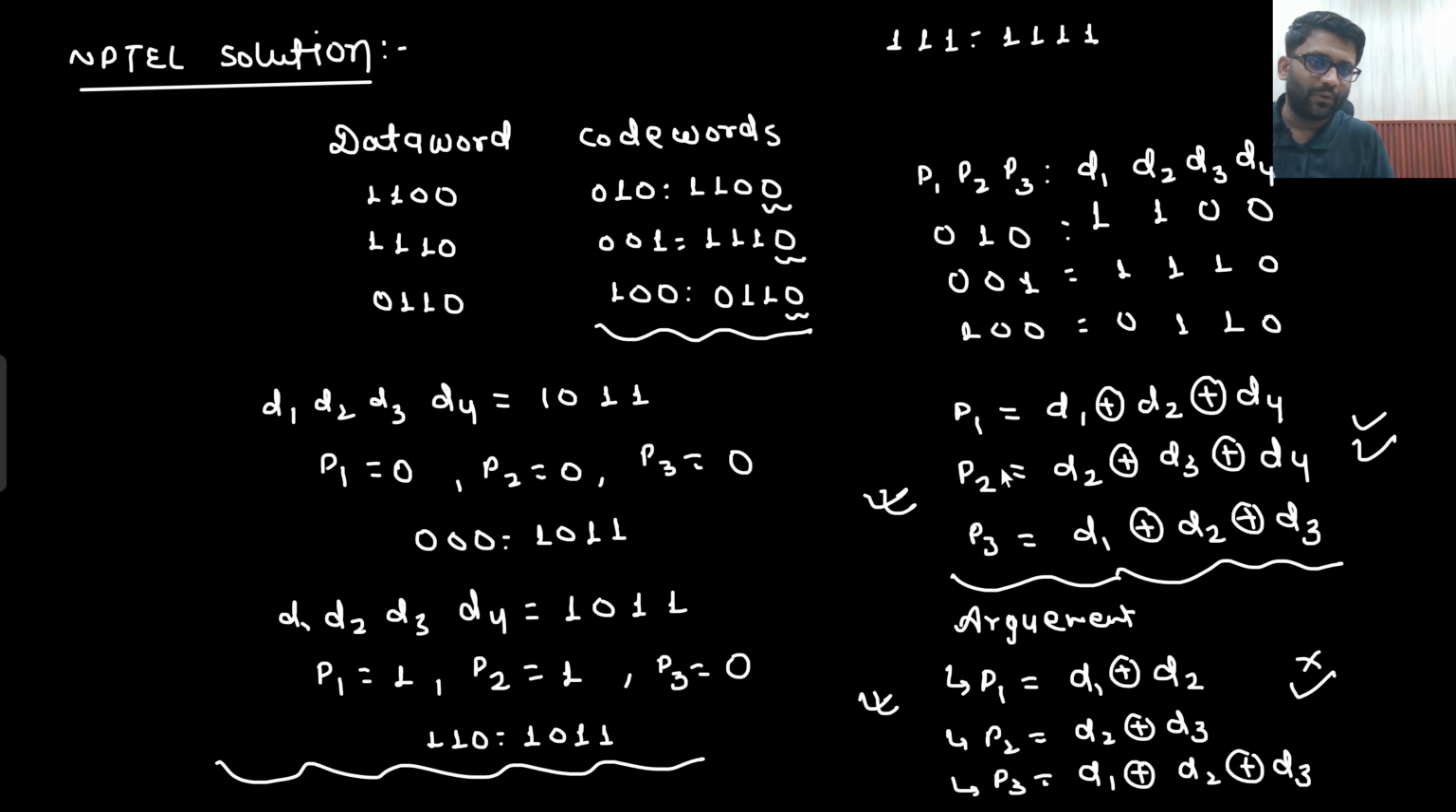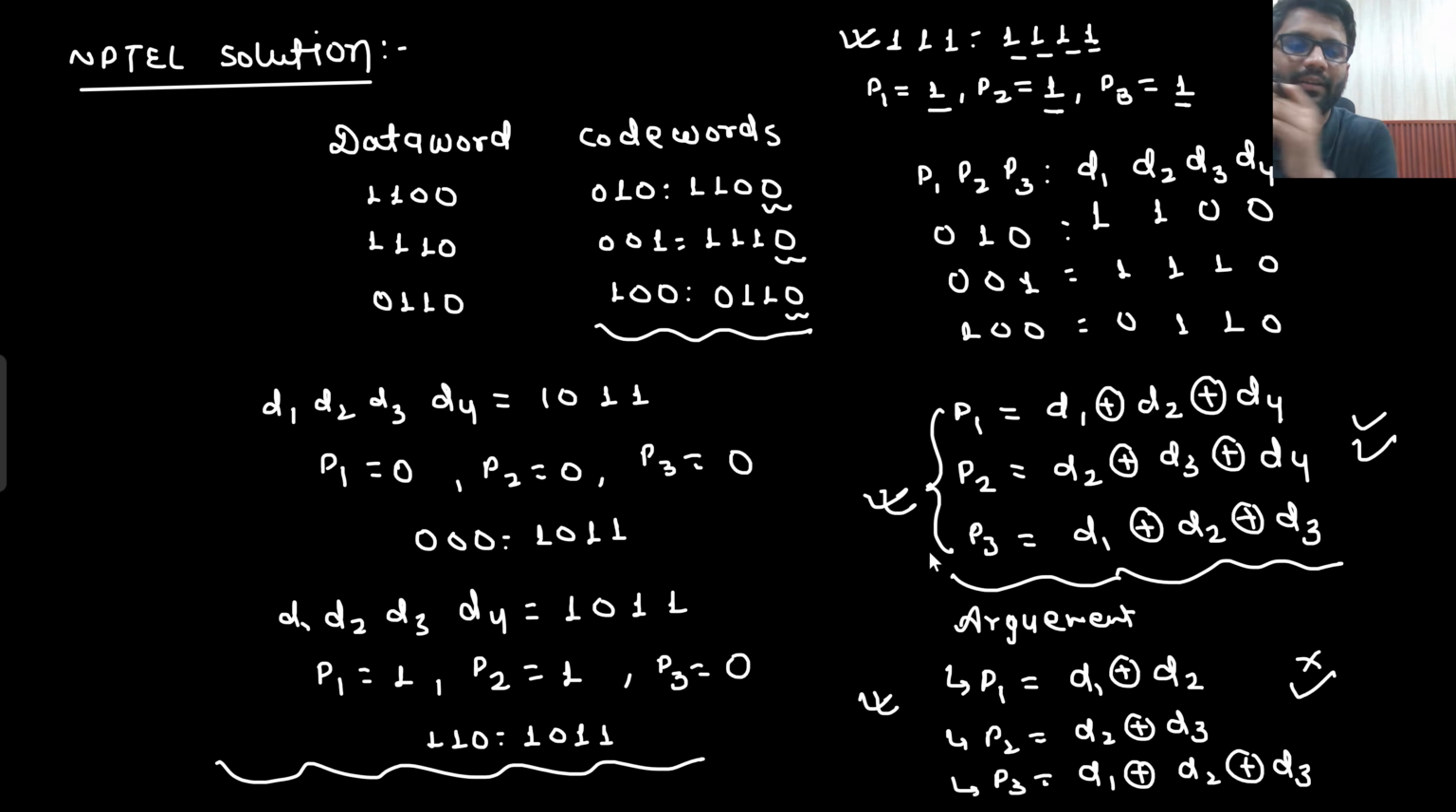Now if I put these values using this coding scheme, if my P1 is D1 XOR D2 XOR D4, that means 1 XOR 1 XOR 1, that would be 1. What would be your P2? D2 XOR D3 XOR D4, 1 XOR 1 XOR 1, that would be 1. And what would be your P3? 1 XOR 1 XOR 1, that would be 1. That means your parity bits are coming out to be 1 1 1 and your data bits were 1 1 1 1. That means all ones is a valid code word. So this coding scheme is fine.